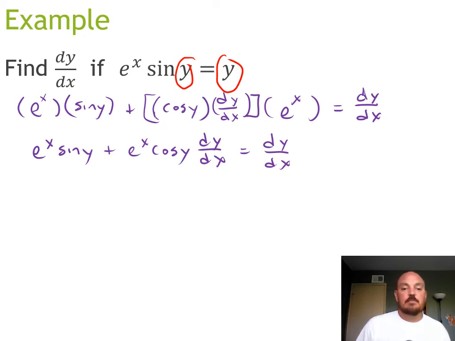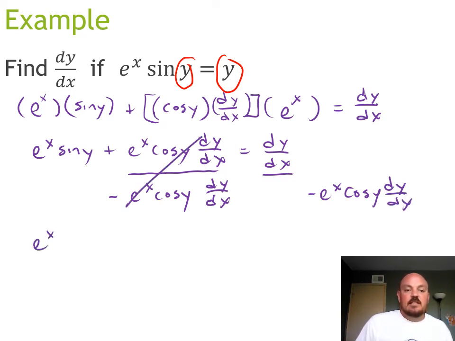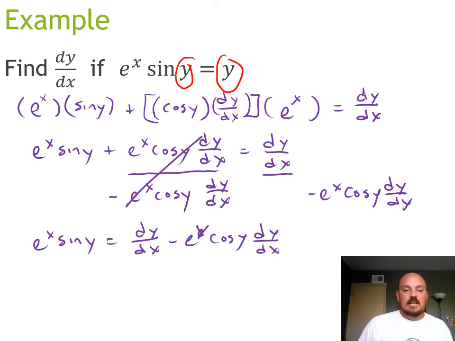Now, what we want to do in this type of question is take any of the terms that have the dy dx and group them together so you can factor them out. So I'm going to subtract this e to the x cosine y dy dx from each side, to cancel it here, and we get e to the x sine y equals dy dx minus e to the x cosine y dy dx. And now we can factor that dy dx out on the right.